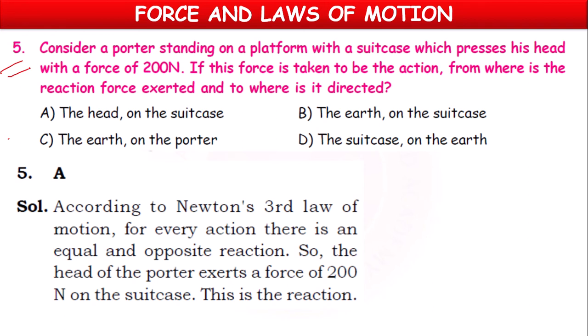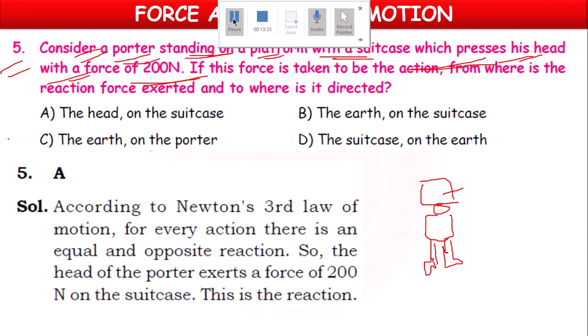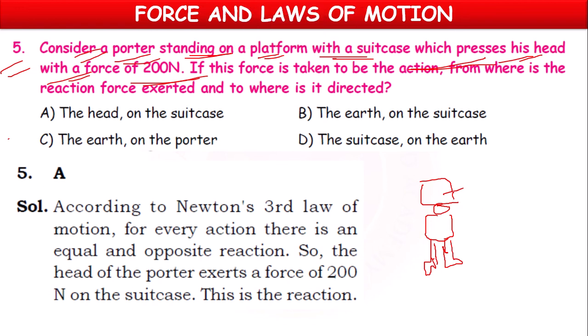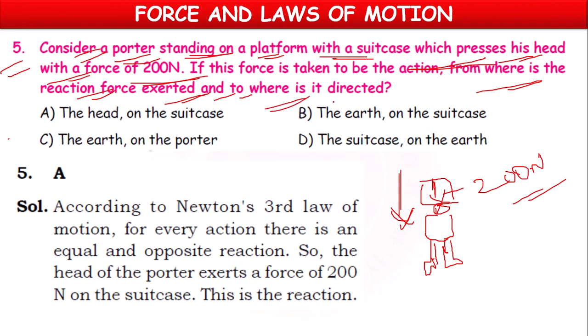Next, fifth question. Consider a porter standing on a platform with a suitcase which presses his head with a force of 200 newtons. One porter is carrying one suitcase, which is pressing his head with a force of 200 newtons. If this force, the suitcase pressing the head of the porter, is taken as action, from where is the reaction force exerted and to where is it directed?